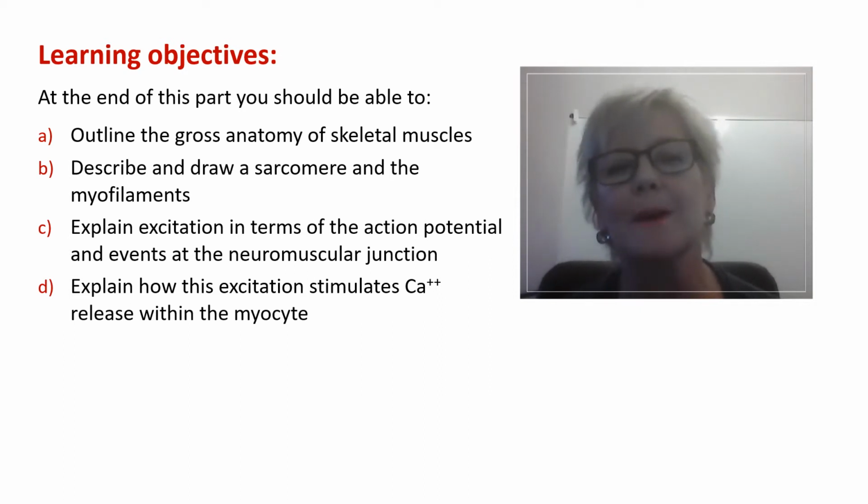First of all, we'll talk about excitation. Excitation involves action potentials in both the neurons serving the myocyte, which are then continued in the myocyte. So we're going to need to learn about action potentials. We're going to need to learn about synapses and then how that causes contraction. So we'll be looking at how excitation causes the release of calcium within the skeletal myocyte.